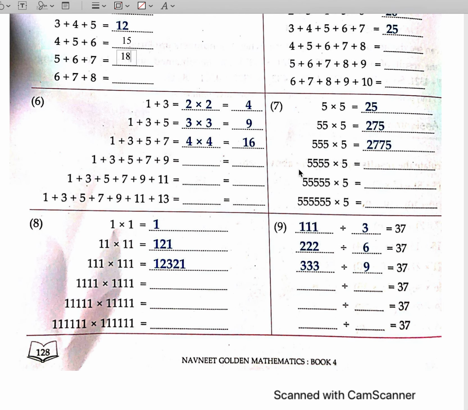Here is another example: 5 into 5 is 25, 55 into 5 is 275, and as the number of 5s keeps increasing, that many 7s will also increase. So let's do this one. Here there are 3 extra 5s, so we will write 2, 2 followed by 3 7s and then 5. Then in the next one there will be 4 7s, and in this one there will be 5 7s.